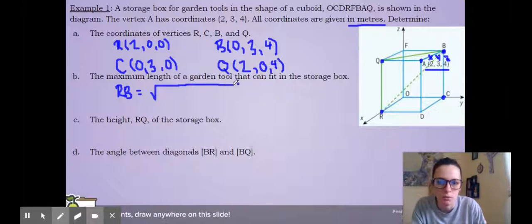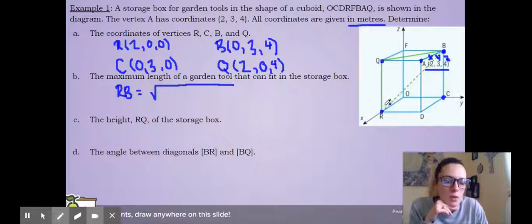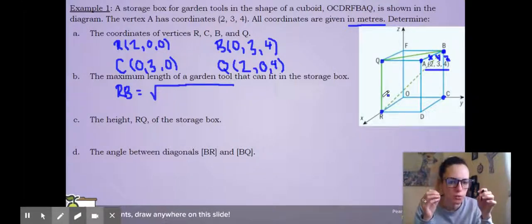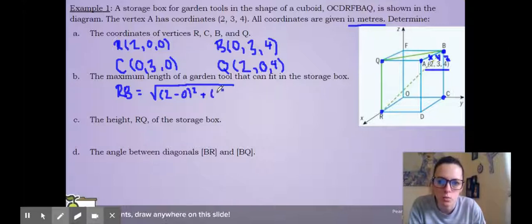All right, so referencing my formula booklet, or I can go back to the previous slide, we're basically just taking the differences between each of those points and squaring them all underneath the square root. So I'm going to take the x-coordinate of R minus the x-coordinate of B squared. I'm going to add that to the same thing with the y's. Y-coordinate of R minus y-coordinate of B squared.